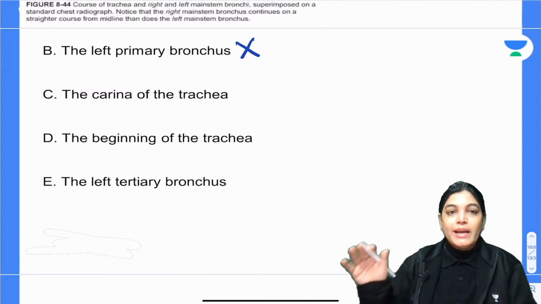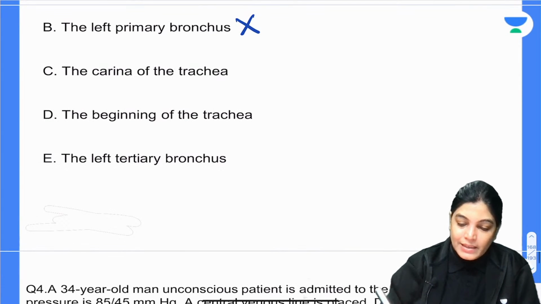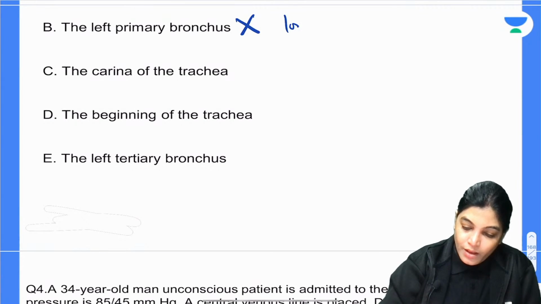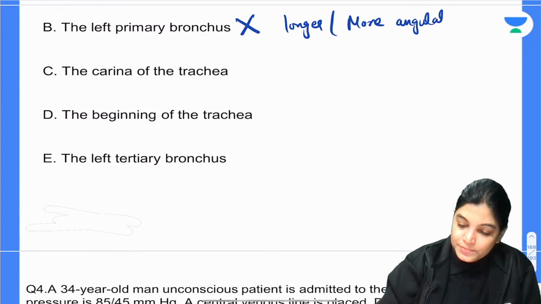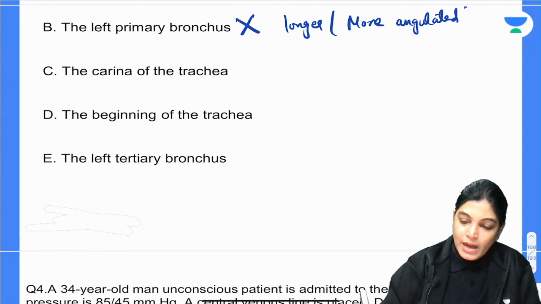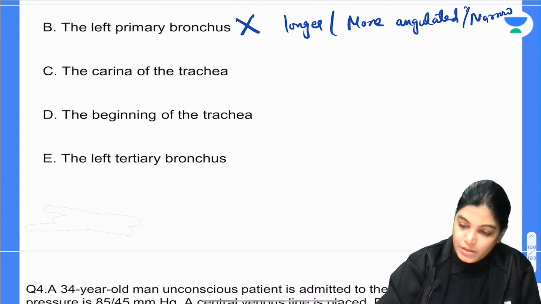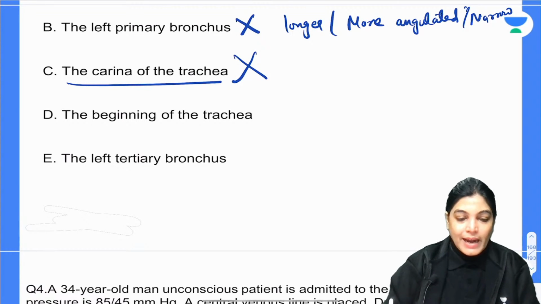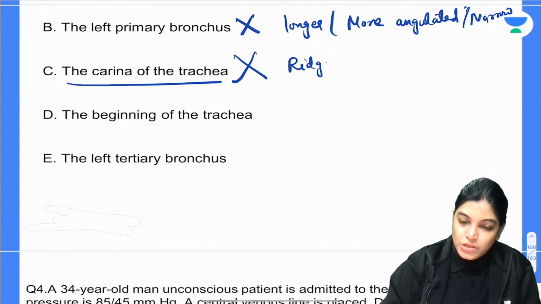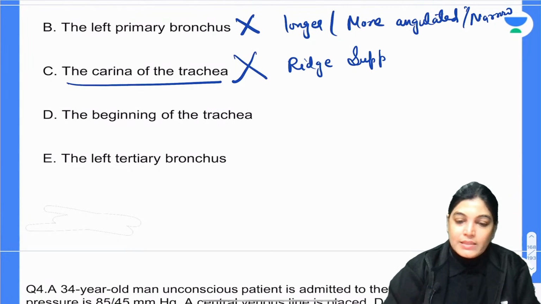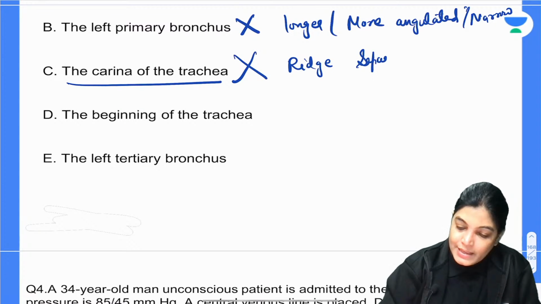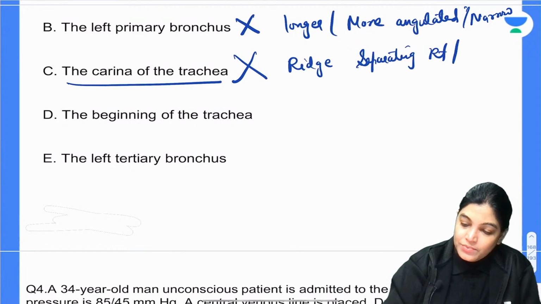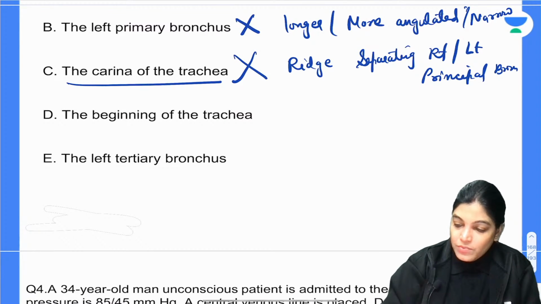Left is not the area where the foreign body will be lodged. The reason is that it is longer, more angulated, and narrow also. Now, carina of the trachea is not the right answer. Carina is actually a ridge separating the right and the left principal bronchus, and the most common chance will be that of the right bronchus.